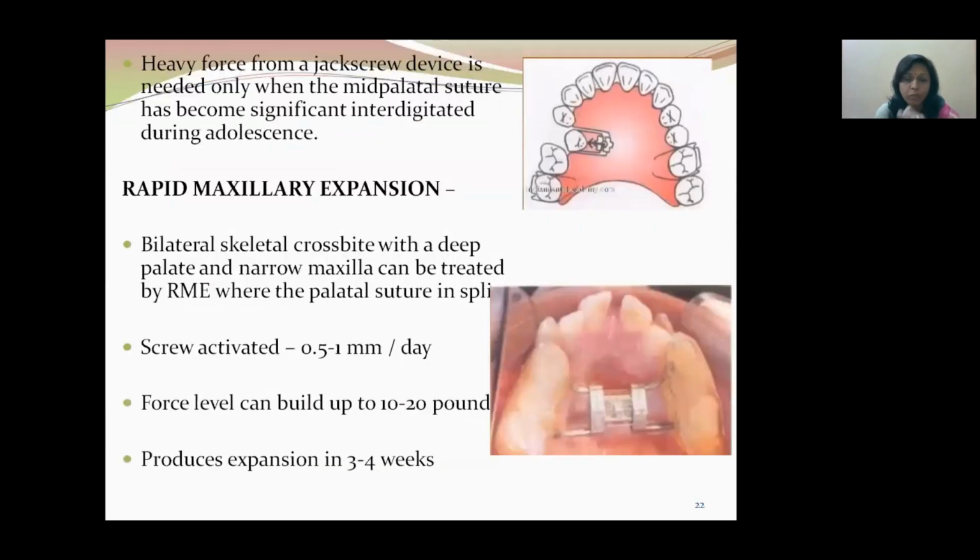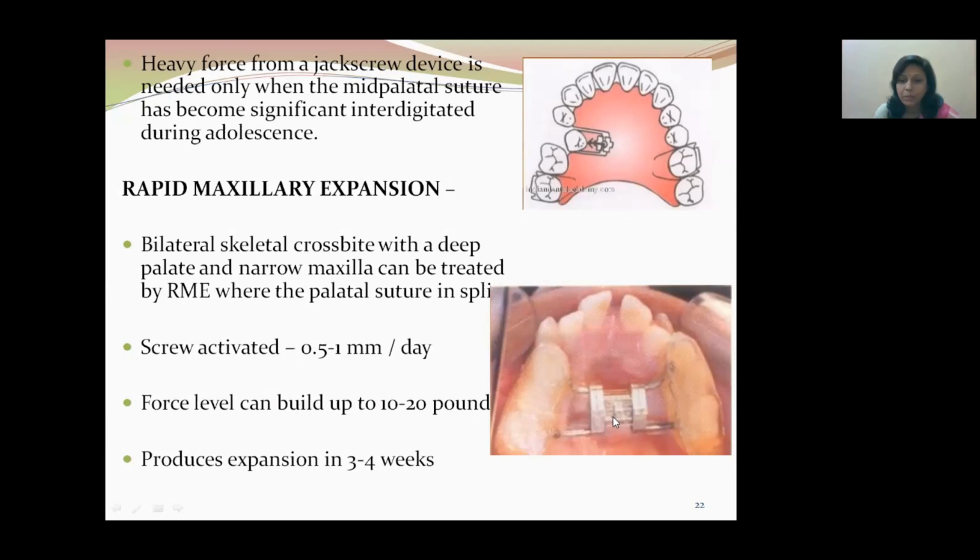Heavy force from a jack screw device is needed only when the mid-palatal suture has become significantly interdigitated during adolescence. Then after slow maxillary expansion, we have another maneuver which is known as rapid maxillary expansion. Bilateral skeletal crossbites with a deep palate and narrow maxilla can be treated by the rapid maxillary expansion, where the palatal suture is split in between.